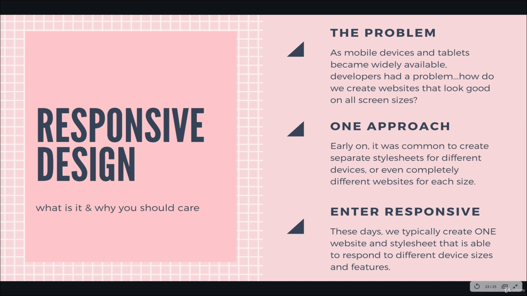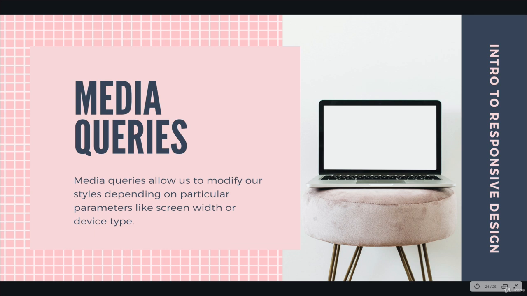More recently, like the last 7-8 years, the term responsive design has become a lot more popular. And, well, I already explained what it is. It refers to creating a single website or application that is able to respond to different screen sizes or different features on a screen or on a device. And the way that we actually do this is by using media queries. Media queries are features that we can write in our CSS, in our style sheets, that allow us to change our styles or add new styles depending on some parameter, most commonly screen width or device type or device orientation, landscape versus portrait.